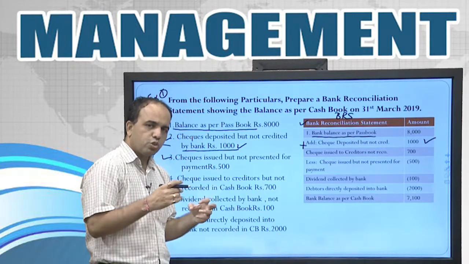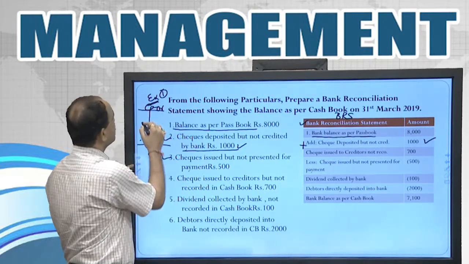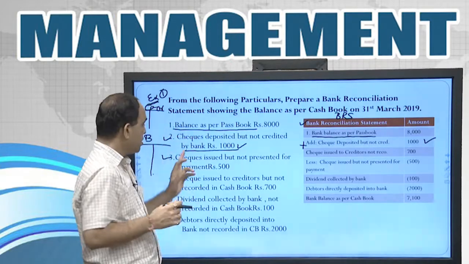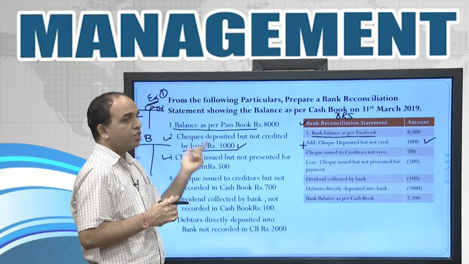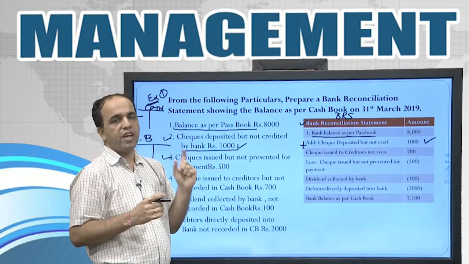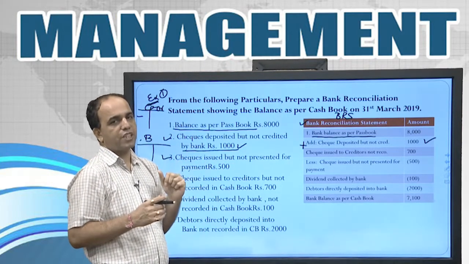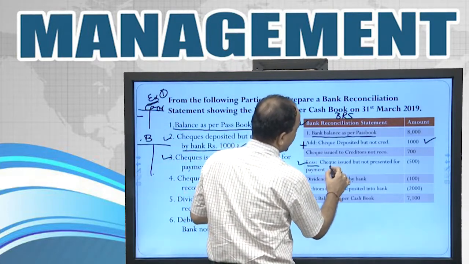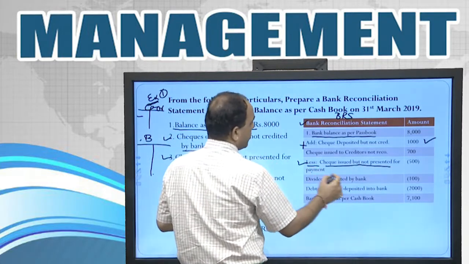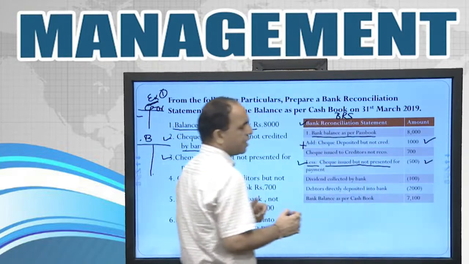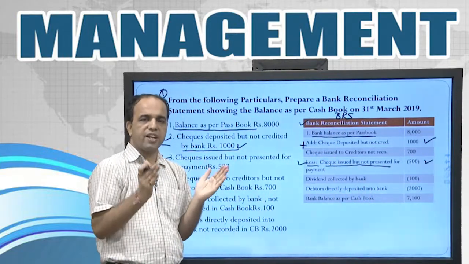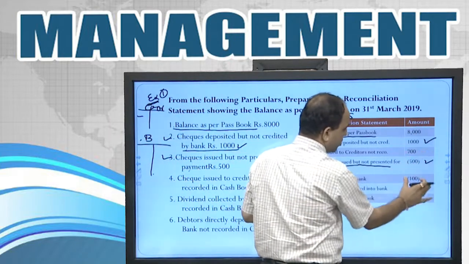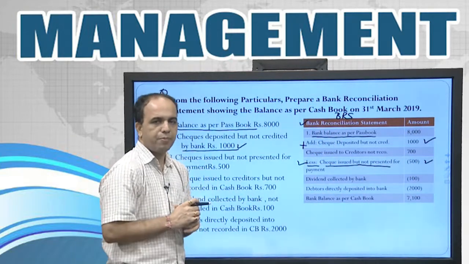So, when we issue the check, immediately in our cash book we have written on the debit side, or we have reduced the amount. So, check issued but not presented. Still, we have to reduce the amount as per passbook. So, from the passbook we will deduct the check issued but not presented for payment, amount rupees 500. 500 minus, or we can write in a column also, right.